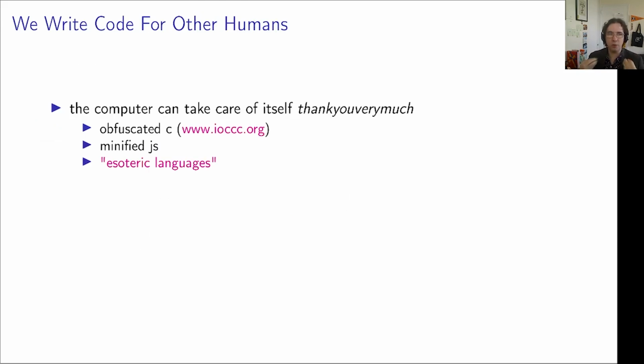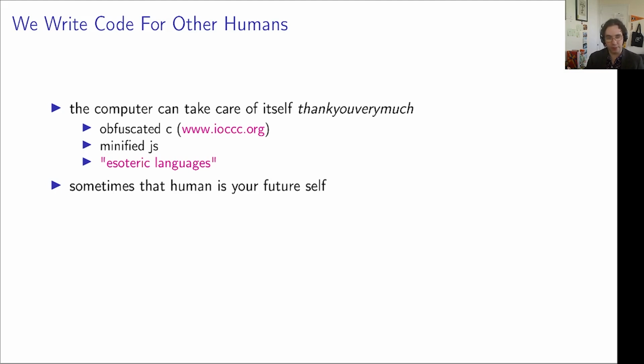But what this comes to is that when we write code, we're really not writing code for the computer. We're writing code for other humans, right? The computer can take care of itself, right? You can go look at the obfuscated C competition or the Minify.js that you've almost certainly pulled into your browser for any major web app these days, or any of the so-called esoteric languages, which technically run and are Turing complete, but are basically unreadable. And that the people you're writing for are frequently other humans.